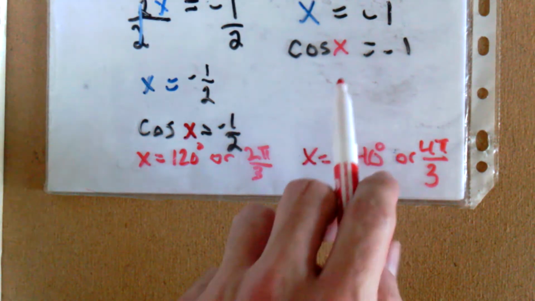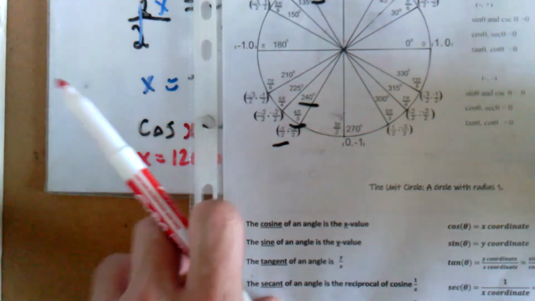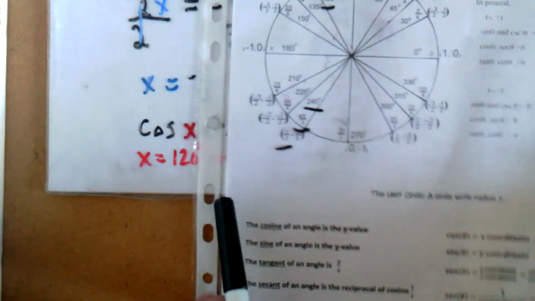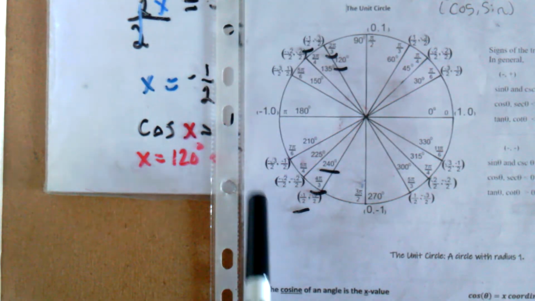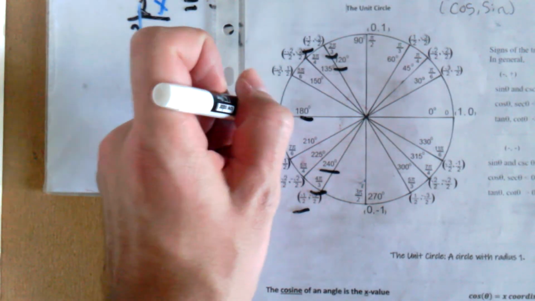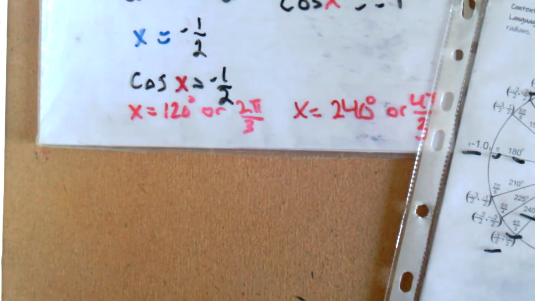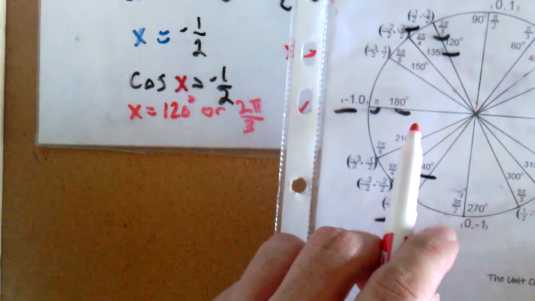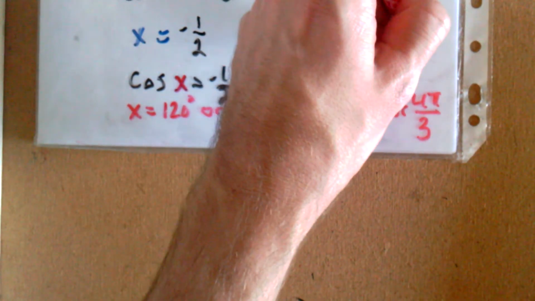We're almost done, but now we need to figure out where cosine is negative 1. So let's go back to our unit circle. Cosine, again, is negative on the left side, and we just need to figure out where our x-coordinate, or cosine, is negative 1. And it looks like that happens right here at 180 degrees or pi radians. That tells us that x equals 180 degrees, which is the same thing as pi radians.